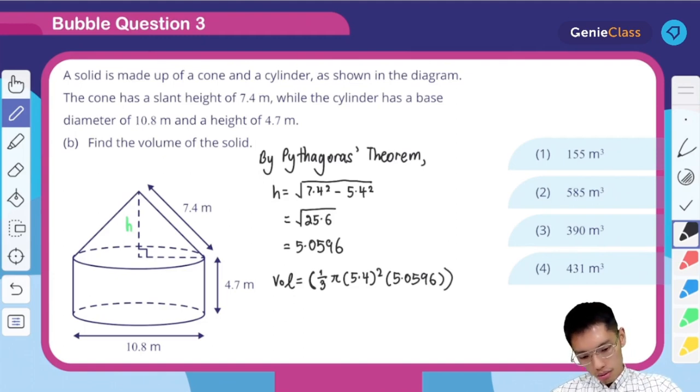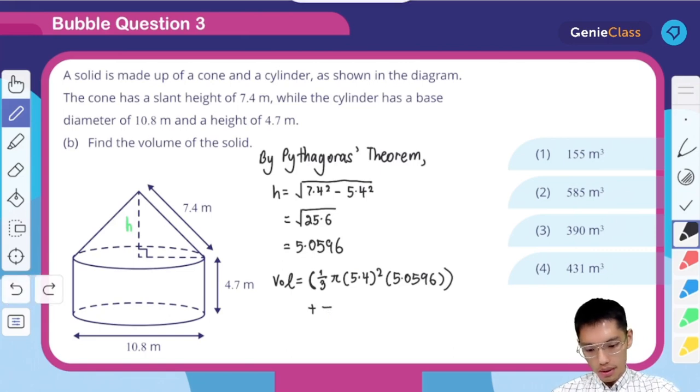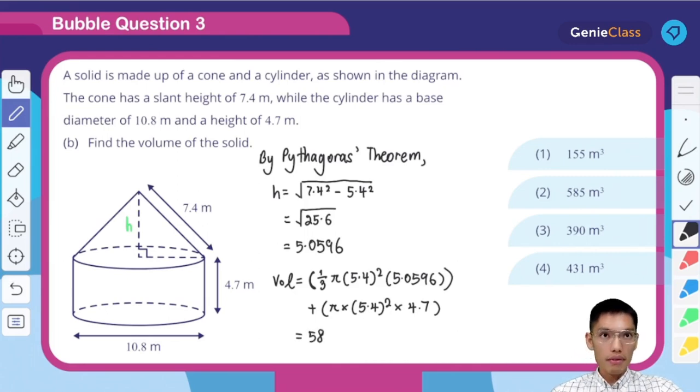Next up, how do I add my cylinder? Cylinder is going to be none other than pi. We recall what is my radius in this case, times 5.4 squared. What is my height? Height is 4.7. Add them up, take your calculator, press it. You are going to get the value of 585.06427, 3SF. I almost pointed at the wrong thing. 3SF, okay?